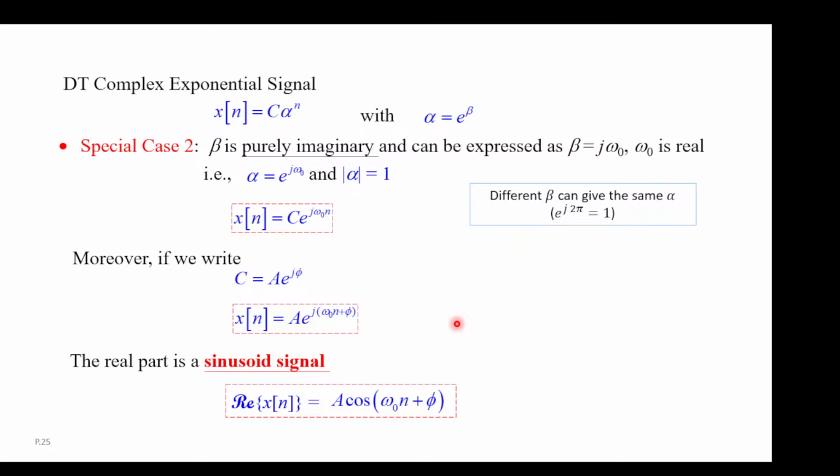And then the more important one, as usual, is the periodic complex exponential. That happens when beta is purely imaginary. The periodic complex exponential happens for continuous time when beta is purely imaginary, and it's similar for discrete time. And if beta is purely imaginary, but we want to express it in alpha, that means alpha has an absolute value equal to 1.